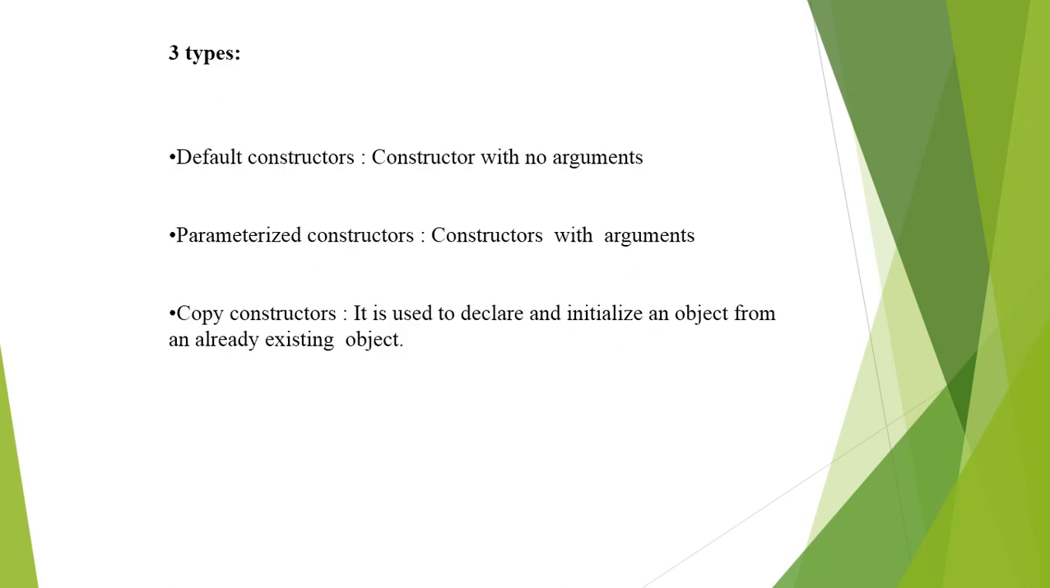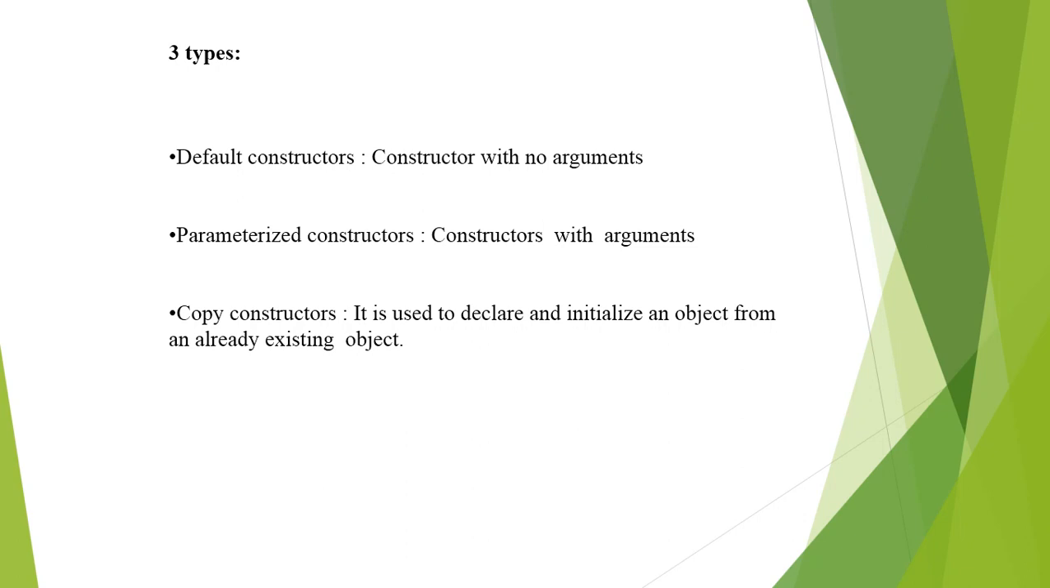We use constructors mainly for setting the initial values of certain member variables of your class. Constructors are of three types: default constructors, parameterized constructors, and copy constructors. Default constructors are constructors without any arguments. Parameterized constructors, as the name says, are constructors with arguments or parameters. And a copy constructor is used to declare and initialize an object from an already existing object. So when you write a constructor, you have to take care that it has the same name as the class, and it cannot return any value.